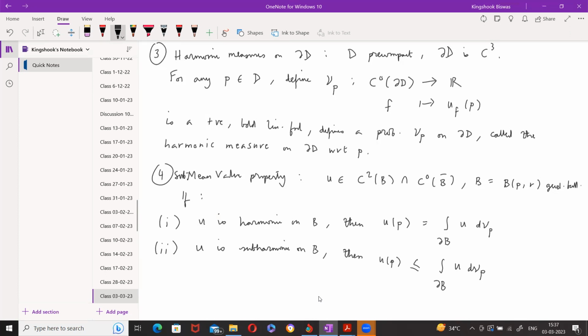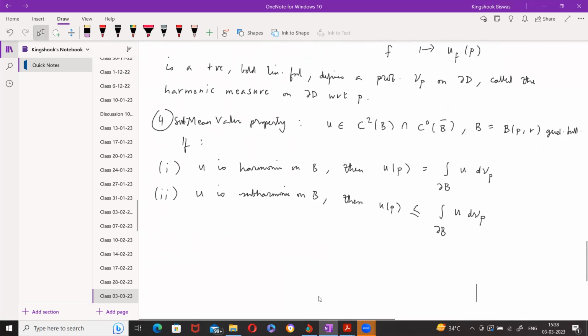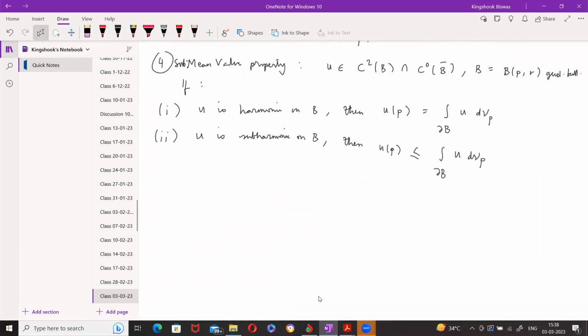So the point to note here is that this is with respect to harmonic measure, not Riemannian measure. So in Euclidean space, they're equal. The harmonic measure equals the surface area measure. So then you get the usual mean value property. But in a general Riemannian manifold, you can only use harmonic measure. Okay. Is it clear? Yes, sir.